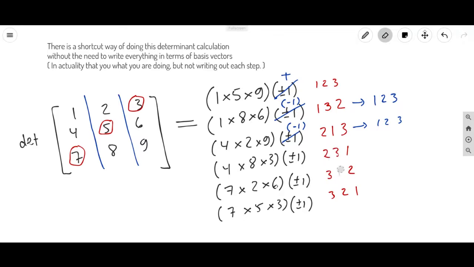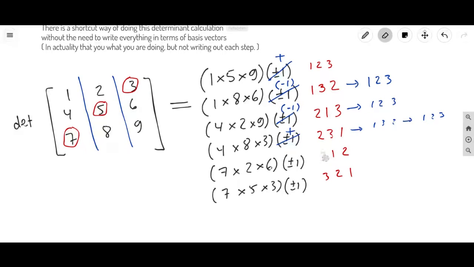Now let's look at 2, 3, 1. This is not in the correct order, but you can swap 1 and 2. If you swap 1 and 2, that would be 1, 3, 2. It's still not in the correct order, so you have to swap again. You swap the second and third one, so that's 1, 2, 3. Now it's in the correct order. But because you're doing 2 swaps, that's 2 negative signs, so this is going to be a positive sign. So this is positive, like that.